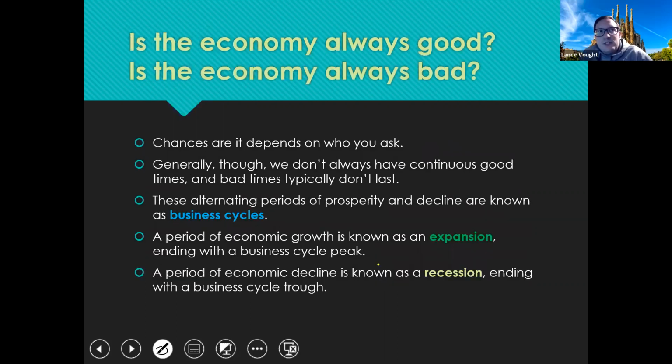So is the economy always good or bad? As the slide says, chances are it depends on who you ask. When I was living in Toledo, Ohio, a few years ago, there was this gentleman who was selling used cars, and he had a commercial on at like 2:00 in the morning. It was the same commercial, and he would just say, folks, we're just coming out of recession. Now, mind you, this was circa 2016, 2017, maybe even earlier than that, maybe 2015.